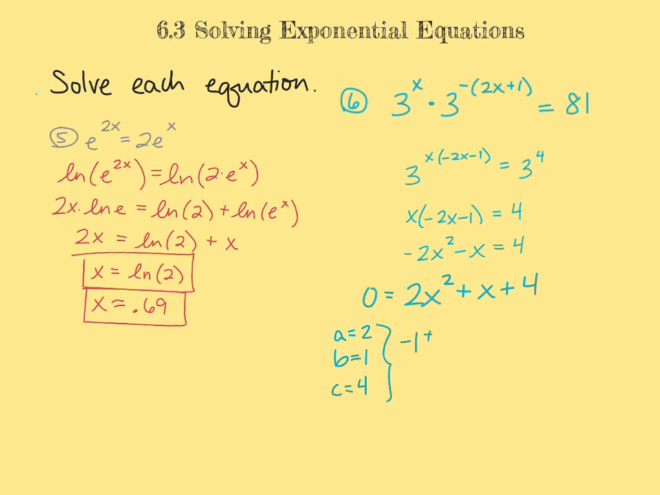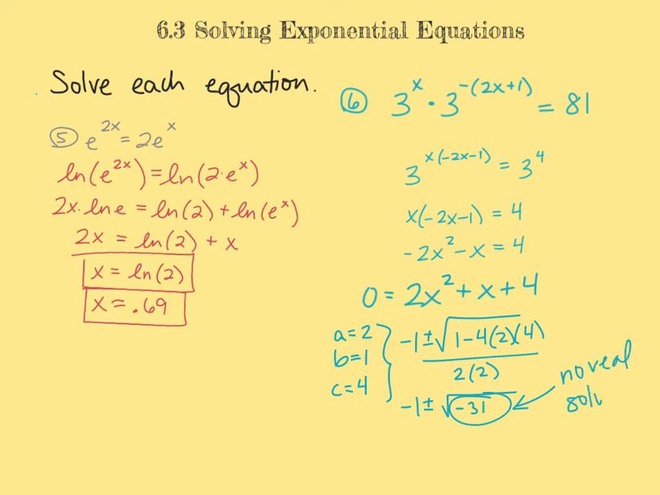Opposite of b, plus or minus b squared, which is just 1, minus 4 times a times c, all over 2 times a. From here, we see that we're going to end up having a negative discriminant. Because we have a negative discriminant, it's going to be 1 minus 32, so it would be negative 31. Because we have a negative discriminant in here, that means we do not have any real solutions. So there's no solution to problem number 6.